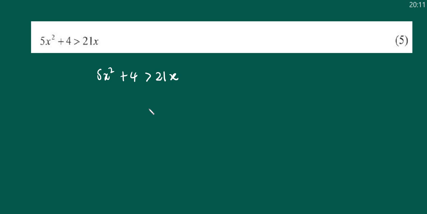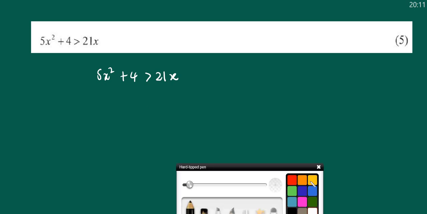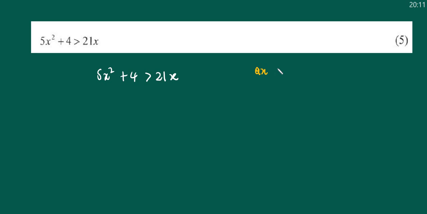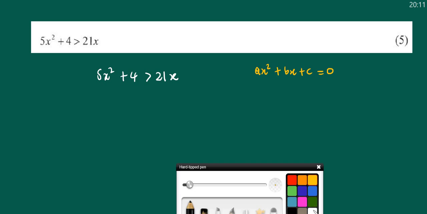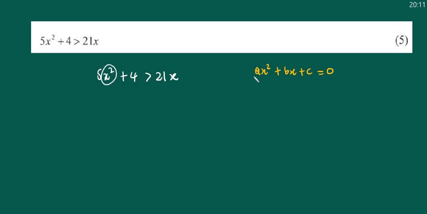So you want to arrange it in standard form first, which, if we can remember, is ax squared plus bx plus c equal to 0. That is our standard form, which means whatever has x squared should start. So we have 5x squared, followed by the term with x. Because I'm taking it to this side, I have to change its sign to minus 21x, and this side is joined by plus 4, which is a constant, is greater than 0.